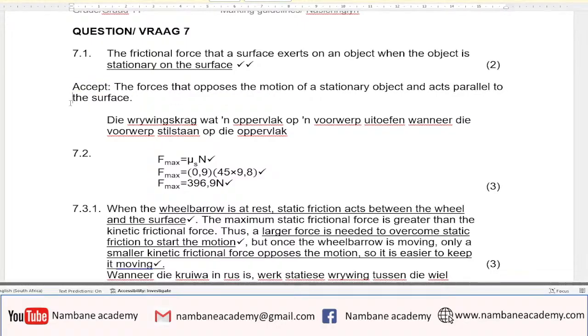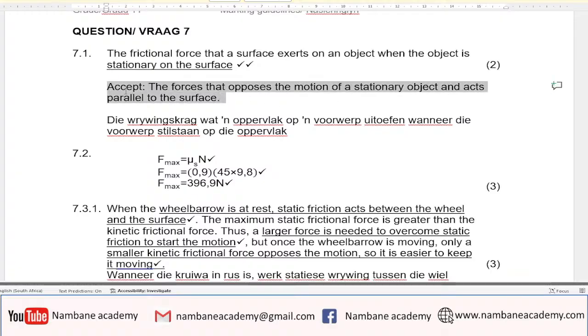Yes, but can we add another one, the grade 12 one for limiting friction, static limiting frictional force? Because that one is also simple. It's the force that acts between two surfaces when the object is stationary. Okay, all right.